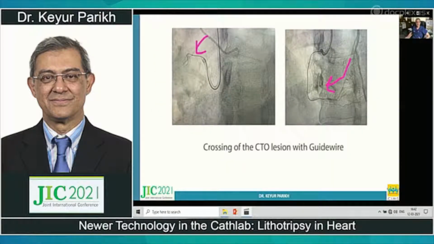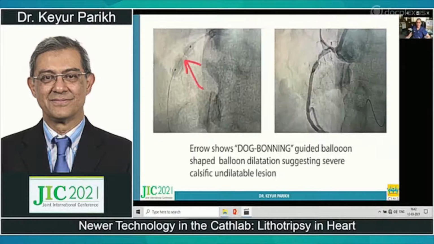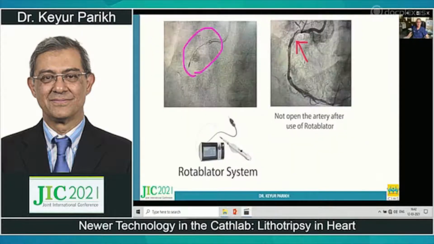We started using various chronic total occlusion special wires, and eventually we were able to cross the lesion. Having crossed the lesion, we tried opening with different balloons. What we found was there was a dumbbell shape, non-expansion, non-dilatation at the center. Despite trying various balloons, we found out the lesion could not be opened up and there's a tight residual lesion. Then we went ahead and used rotablator.